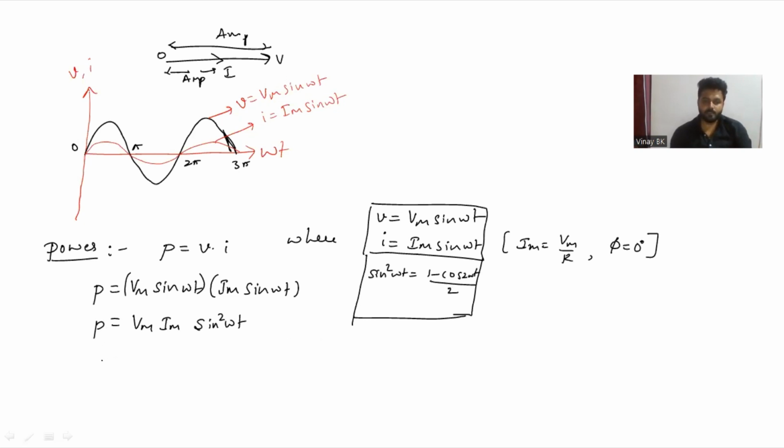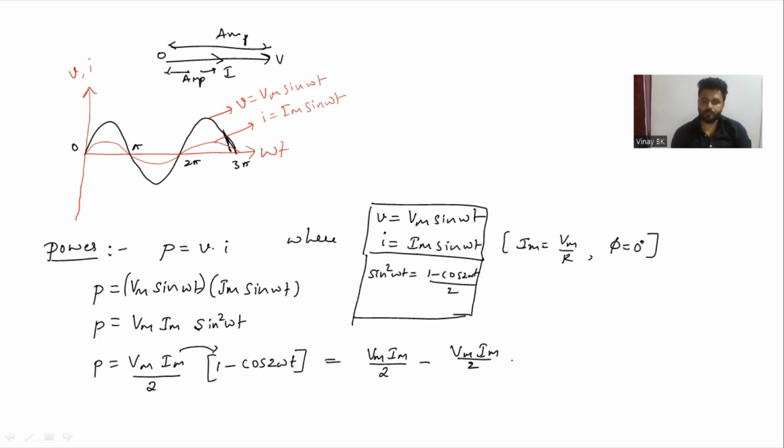So now I'll substitute here p equals Vm Im by 2, I'm taking it out, times sine square omega t, which is nothing but 1 minus cos 2 omega t. So I'll write 1 minus cos 2 omega t. Now I'm opening this bracket. You can get Vm Im divided by 2 into 1, minus Vm Im divided by 2 into cos 2 omega t.